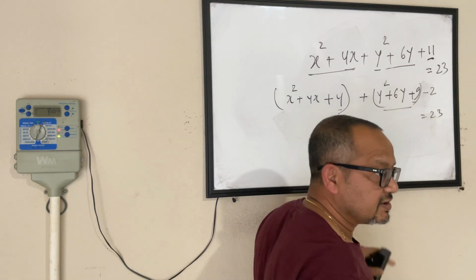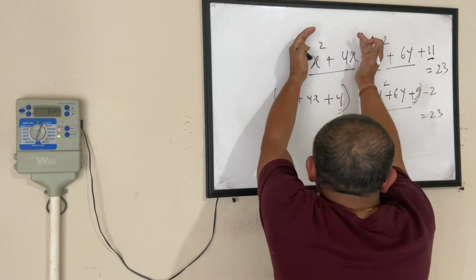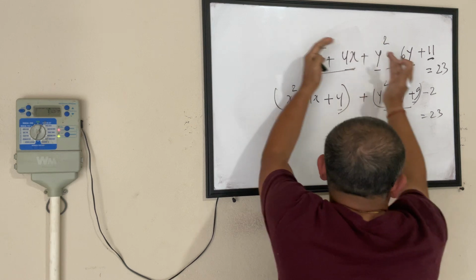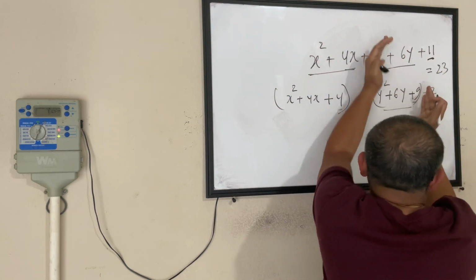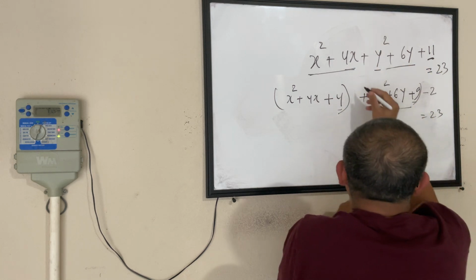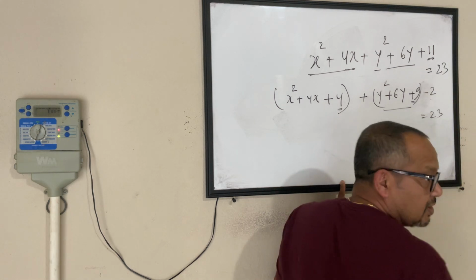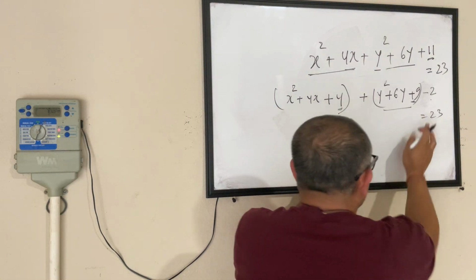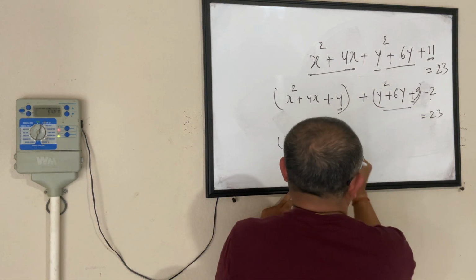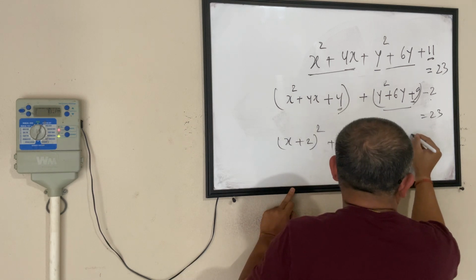Is that part okay? So what I did was, I took this part and added something to it to make it (x plus 2) whole squared. I took this part and added whatever I needed to convert it into (y plus 3) whole squared. That would have needed 4 plus 9, 13, but we had only 11. So that means we borrowed 2 extra. Now, this became (x plus 2) whole squared plus (y plus 3) whole squared minus 2 equals 23.